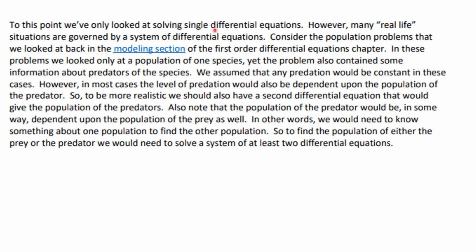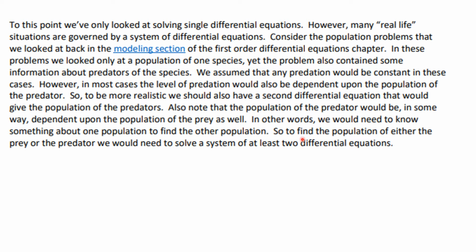Okay, so to this point we've looked at solving single differential equations. However, many real-life systems are governed by a system of differential equations. We'll talk a little bit about the predator-prey, you could think about coyotes and rabbits. In a realistic setting, we'd have a differential equation that represents the rabbit population and a differential equation that represents the coyote population, but they would be dependent on the population of the prey, and the predator would be interdependent.